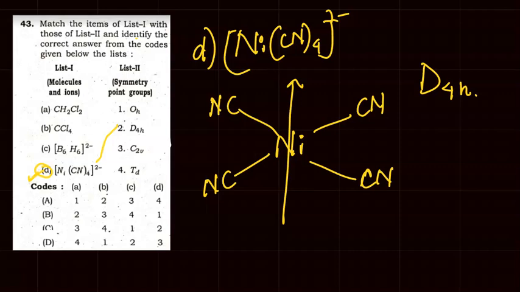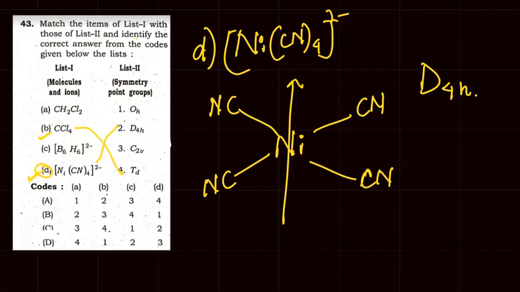Okay, now option B. The B molecule is CCl4, and we know that CCl4 is tetrahedral, right? The geometry is tetrahedral and CCl4 is a symmetrical molecule, and hence we are going to observe that the symmetry point group for CCl4 will be tetrahedral, so B is 4.